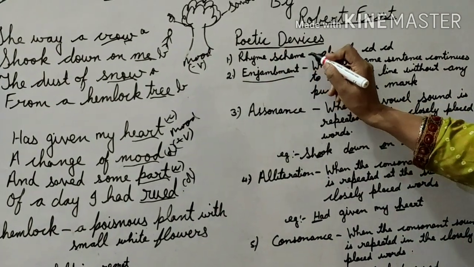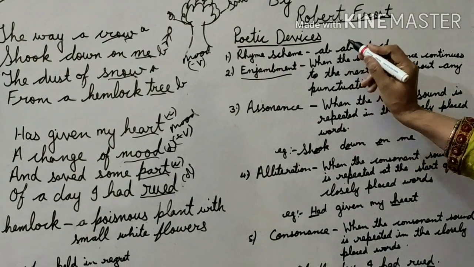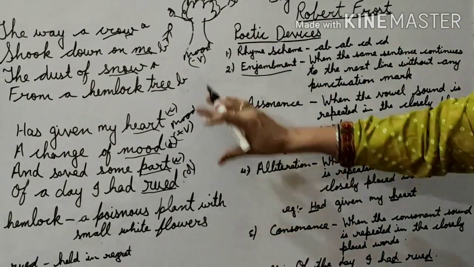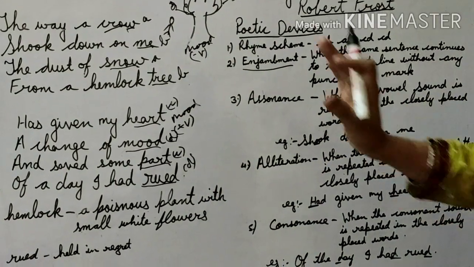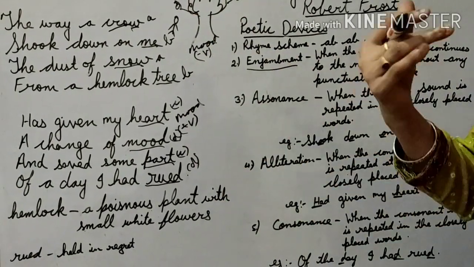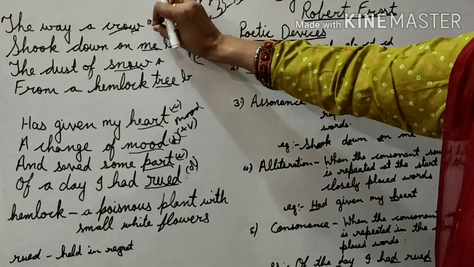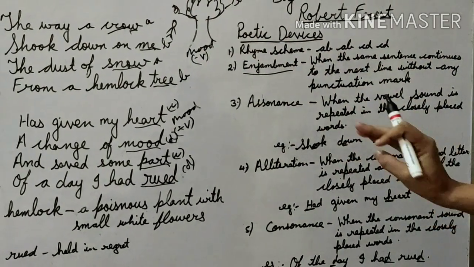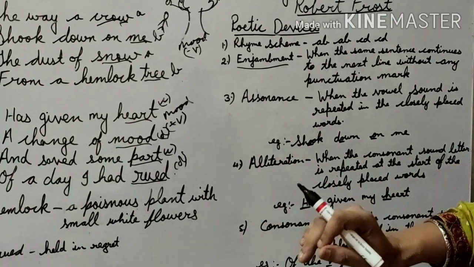The rhyme scheme of this full poem you can say is A, B, C, D, C, D. This is the rhyme scheme of the whole poem. Like this only you can find the rhyme scheme of any poem by looking at the last word of each line. Now next is alliteration.